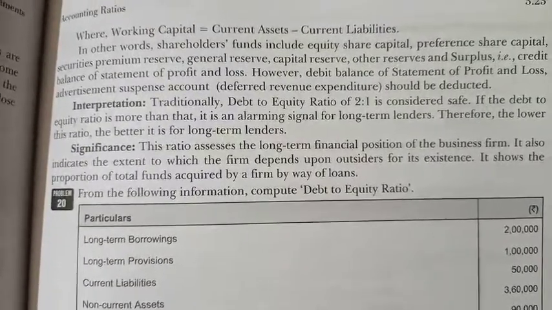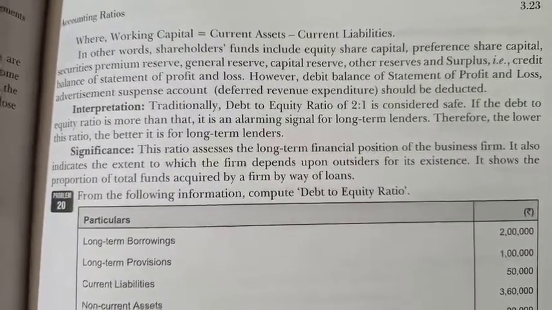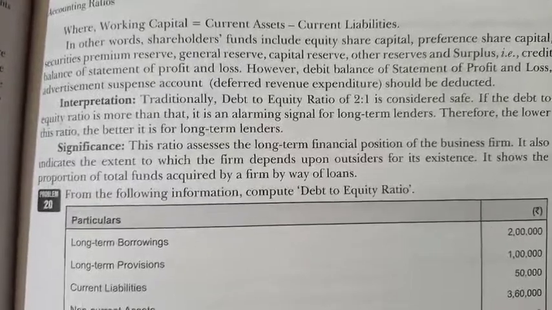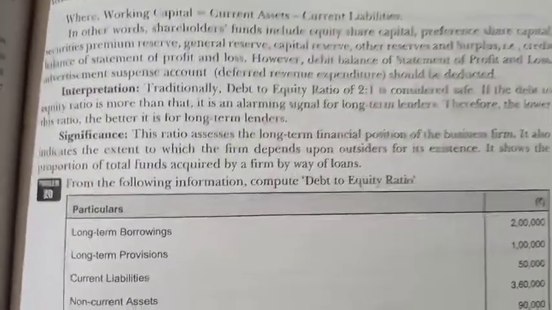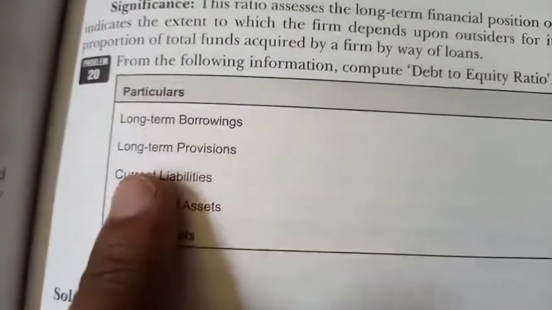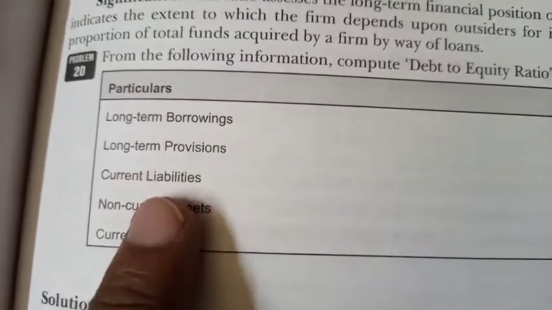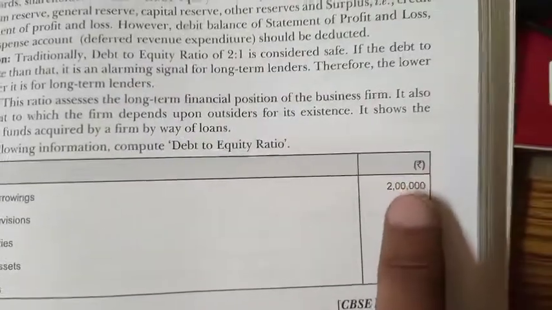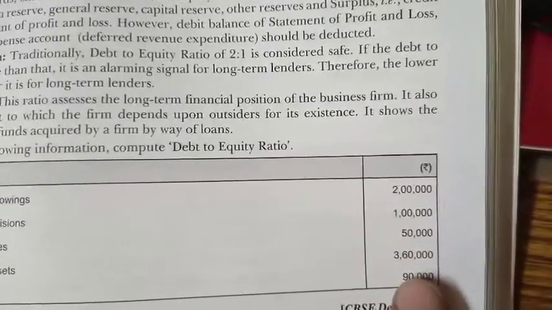It shows the proportion of total fund acquired by a firm by way of loan. This is one case: long term borrowing, long term provision, current liability, non current asset, current asset. These are the amounts: 2 lakh, 1 lakh, 50,000, 3 lakh, 60,000, 90,000.